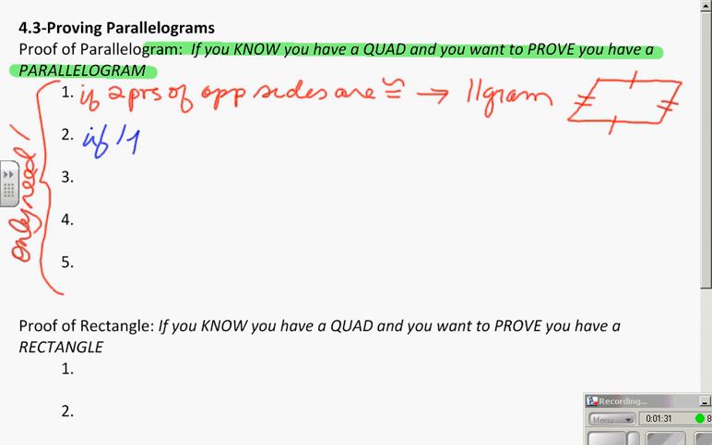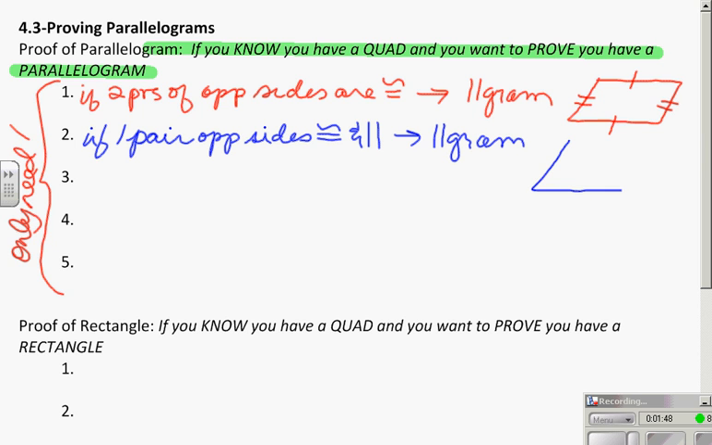If you can prove one pair of opposite sides is equal and parallel, then it's a parallelogram. And notice they have to be the same sides. So I would have to know this side and this side are parallel and congruent in order to conclude that that quadrilateral is a parallelogram.